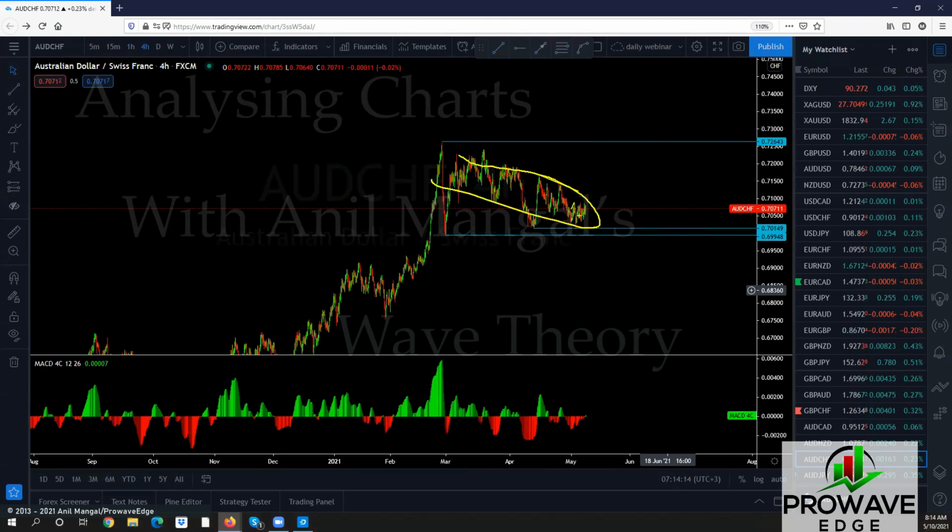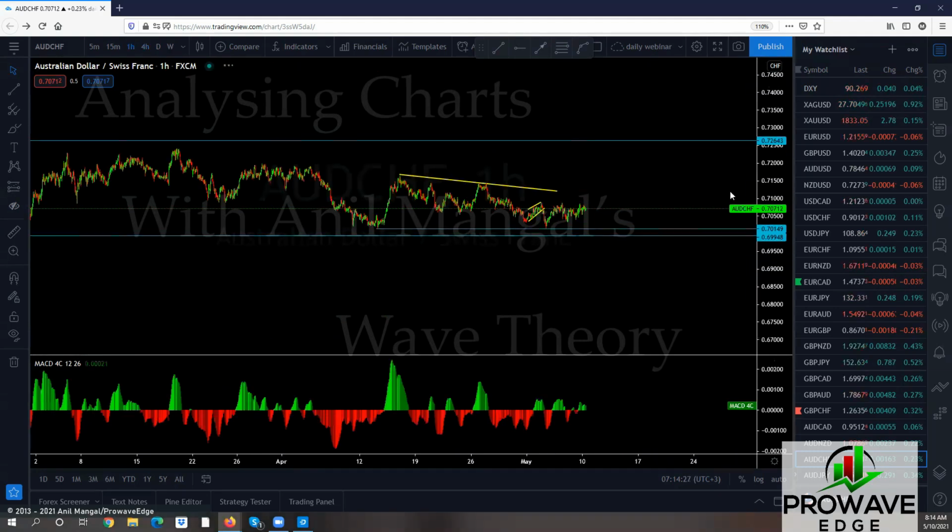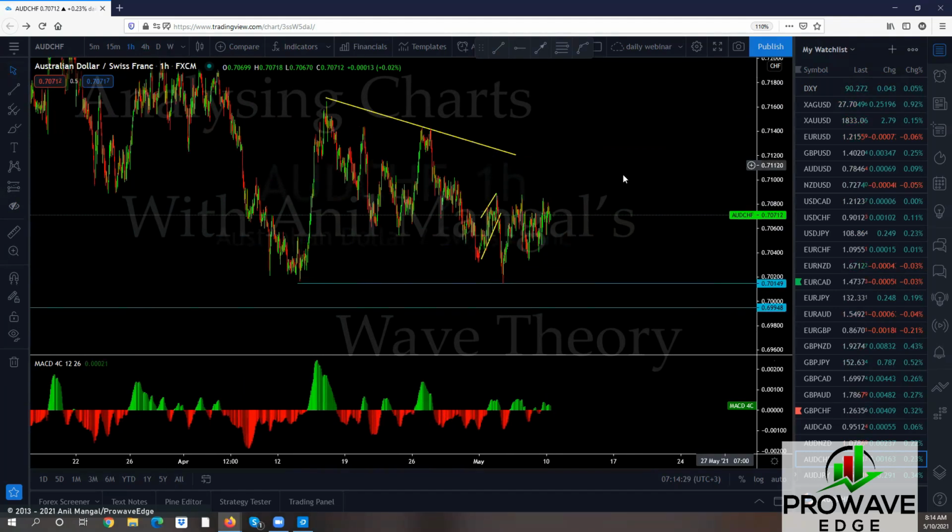So all of this looks like they have to go back up to the top, come back down, and then go. Let's see if we have any buy setup in it. No. Probably stay away from it.